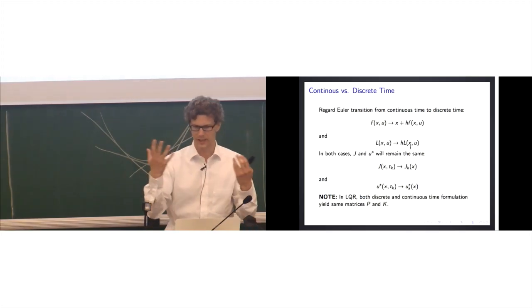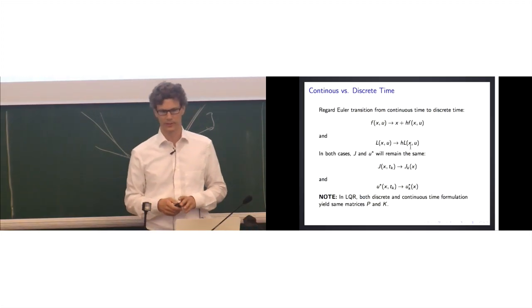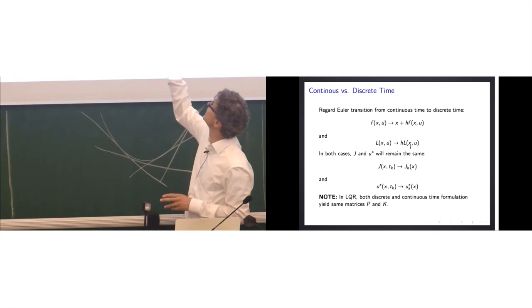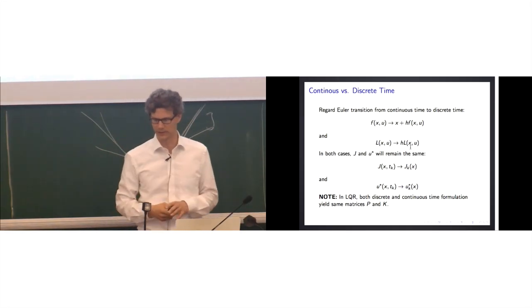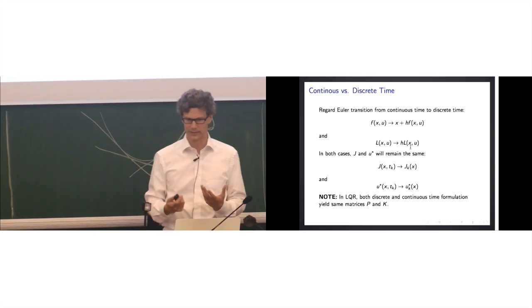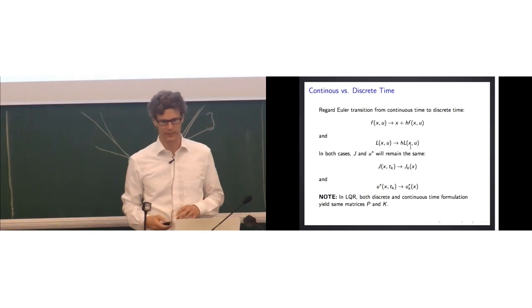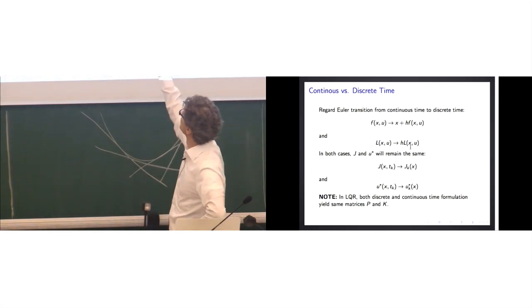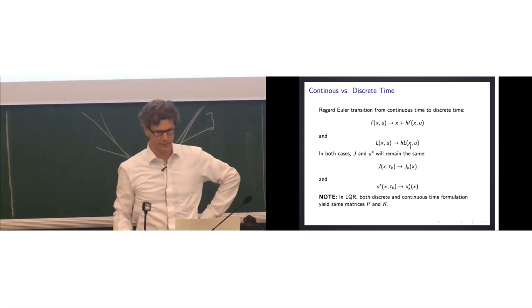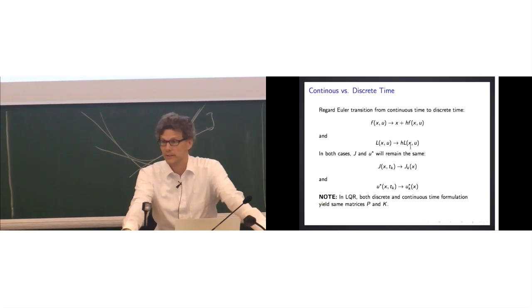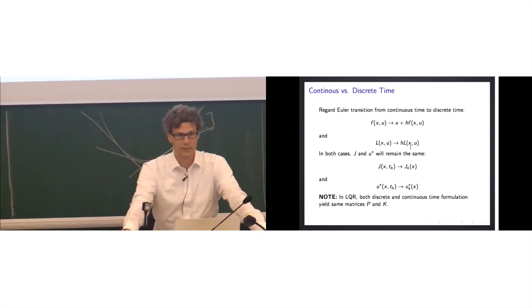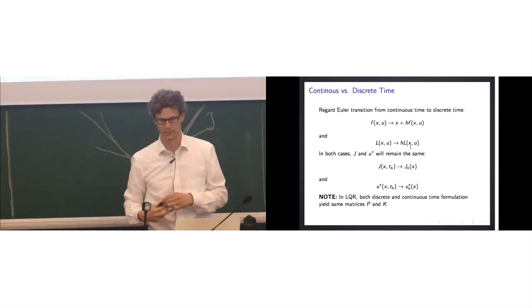If you regard this transition from continuous time to discrete time, so on the left is continuous time, on the right is the discrete time that corresponds to it, just using this Euler discretization because it gives you the right orders of magnitude directly. Your continuous cost becomes a discrete cost depending on h. And if you do this transition, J and also U star will basically remain the same. So they will not be affected by this h.